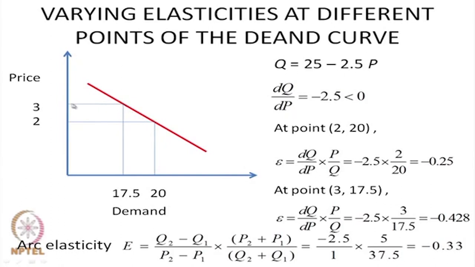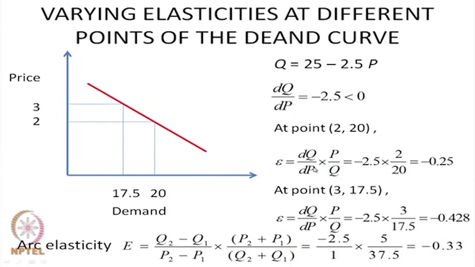Now, consider another point, this point, the second point. At the second point, let us say that the price is more and that is equal to 3. So, if price is 3, then the corresponding value of the quantity will be 2.5 into 3 minus 7.5, that brings it down to 17.5. So, as price increases, demand falls.